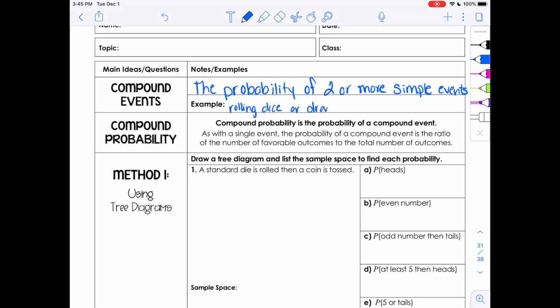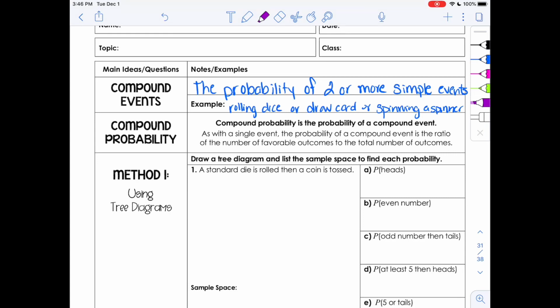drawing a card, or spinning a spinner. So just like with regular probability, only you have more than one event happening. So what we want to do is actually calculate this compound probability. Compound probability is the probability of a compound event.